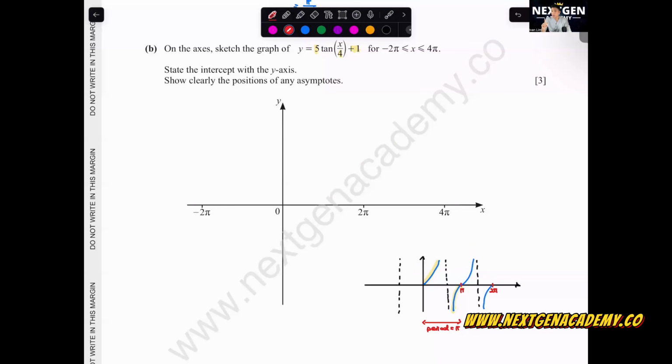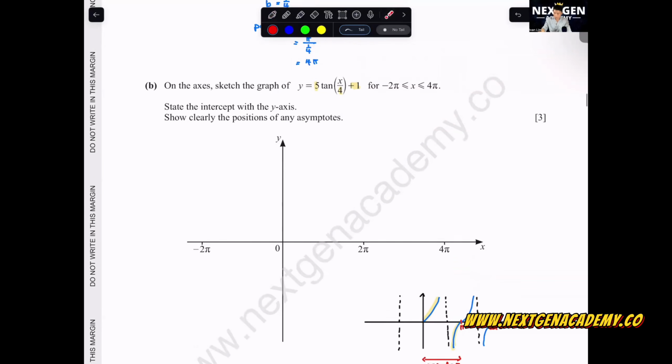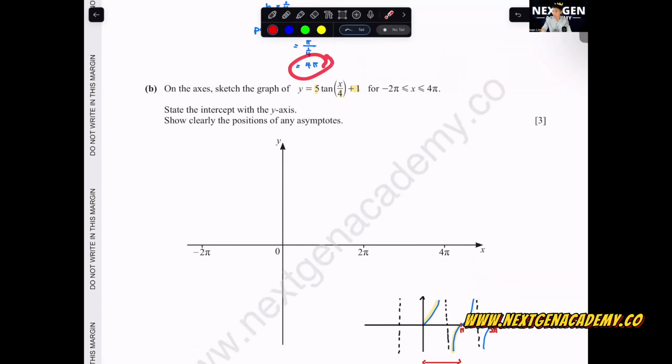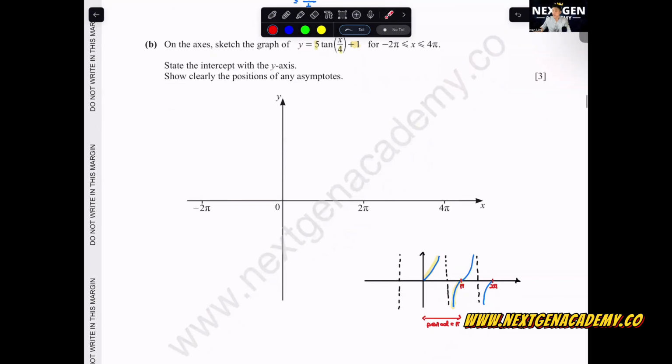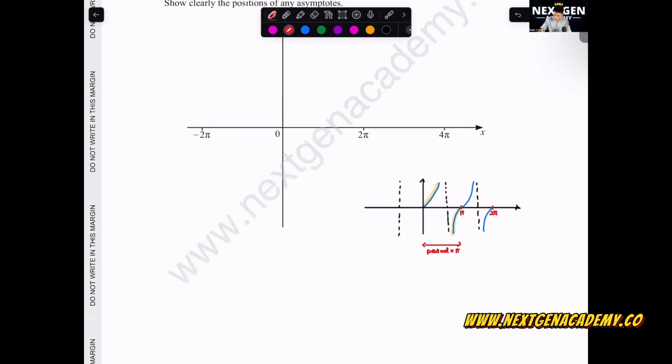We learned that the period right now, according to our calculation on top, becomes 4 pi. Okay, 4 pi means you will repeat this shape within 4 pi. Got it? So now how will it look? The asymptote, I draw the asymptote in red color, and like that. This is 1 period. And here will be 4 pi.